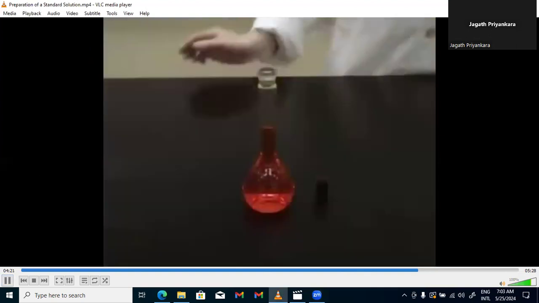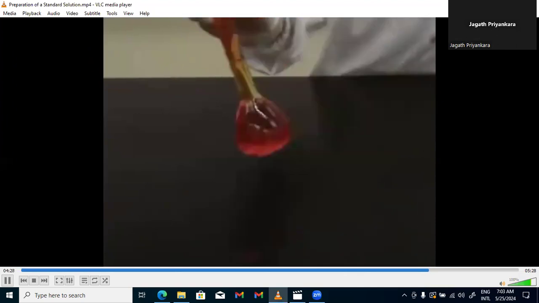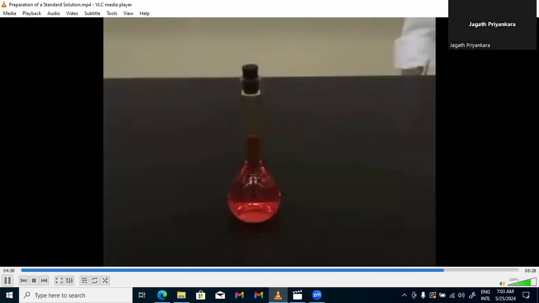The final step is to place the stopper on the flask and invert the flask to ensure uniform concentration. We now have exactly 100 millilitres of 0.100 mole per litre potassium dichromate solution. If the measured mass had not been 2.94 gram, we would use the measured mass to calculate the actual concentration of the solution.